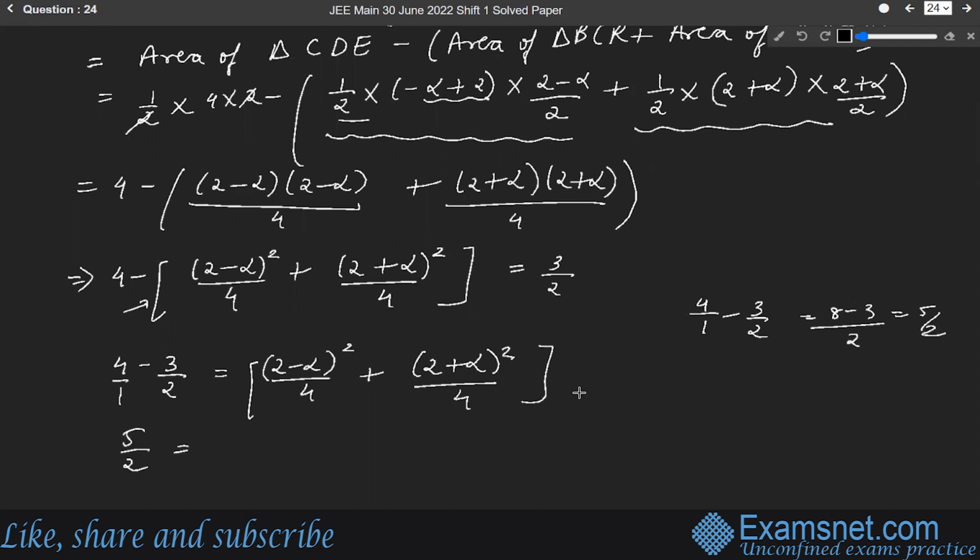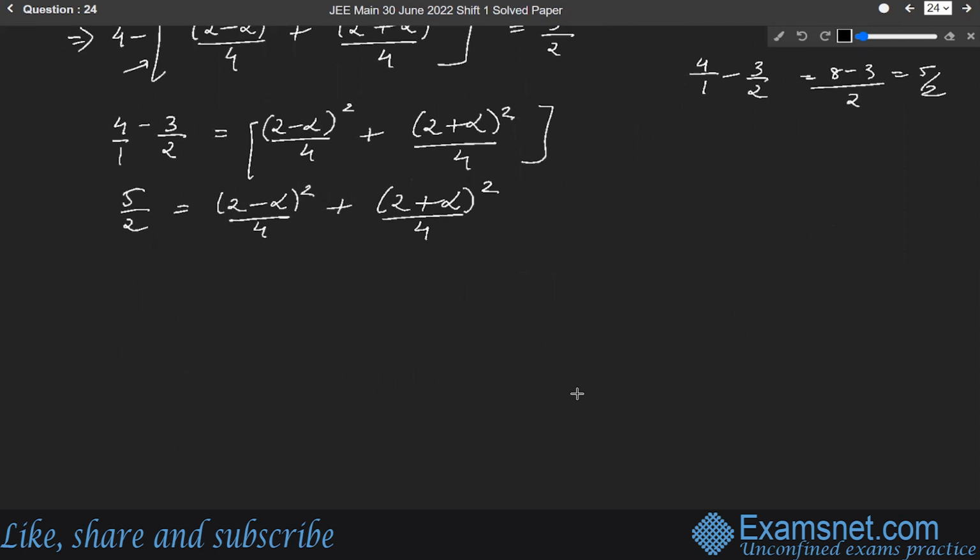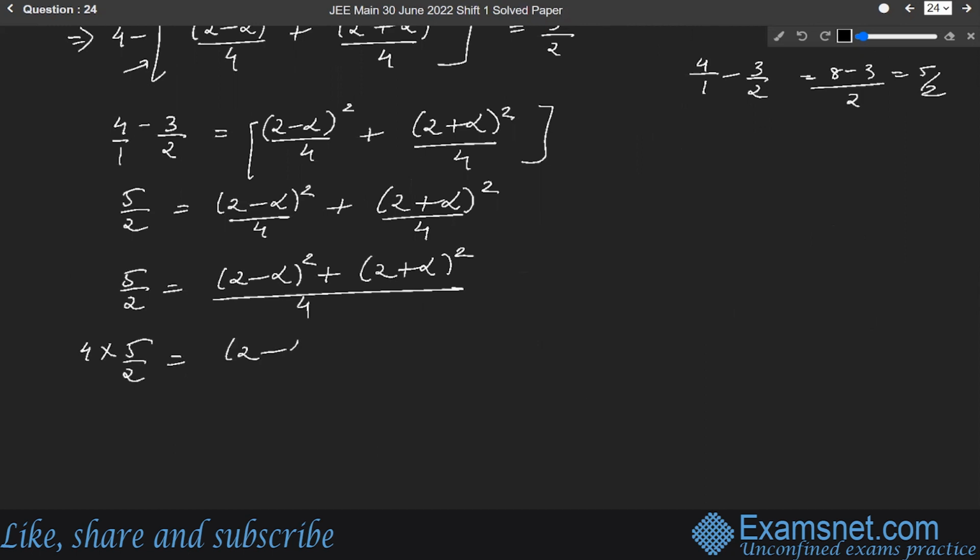So 5 by 2 is equal to (2 minus alpha) whole square by 4 plus (2 plus alpha) whole square by 4, right? Again, the 4 is common, which is the denominator. So we can write 5 by 2 is equal to (2 minus alpha) square plus (2 plus alpha) square divided by 4. Now let us take 4 to the left hand side. So it will be multiplied. So 4 into 5 by 2 is equal to (2 minus alpha) square plus (2 plus alpha) square. Since this 4 is in division, when it goes to the other side, it will be multiplied.